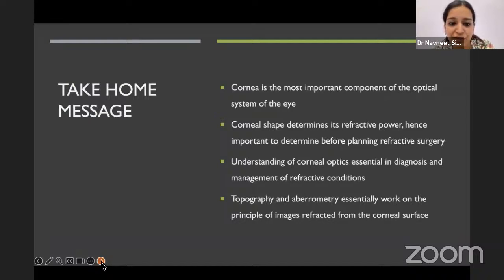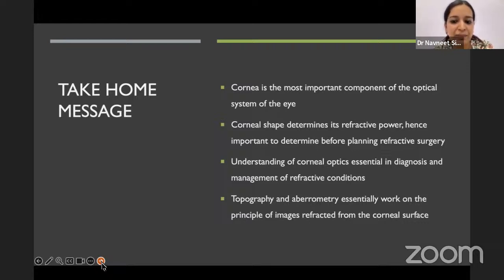So, my take home message from this class would be for the students to understand that the cornea is the most important component of the optical system of the eye. The corneal shape is an important determinant of refractive power of the whole eye. Hence, it is very important to determine the corneal optics before planning any refractive surgery. Understanding of corneal optics is essential in diagnosis and management of refractive conditions which may be pre-existing before a patient undergoes any surgery, like any ectasias or any other pathology.